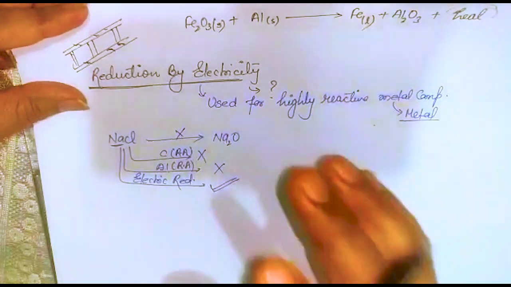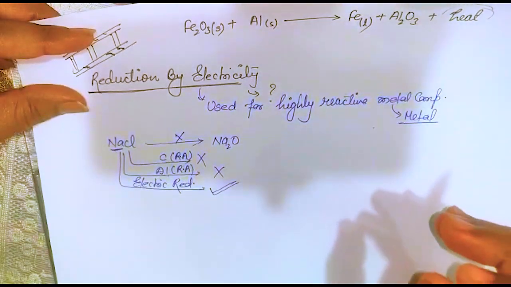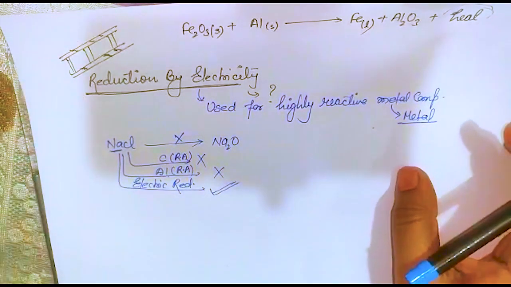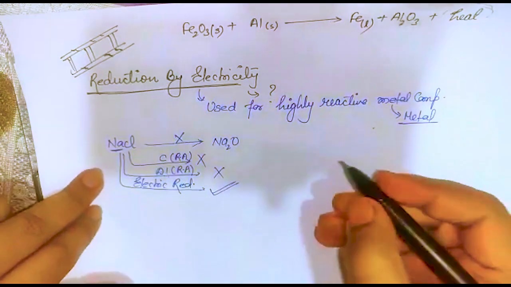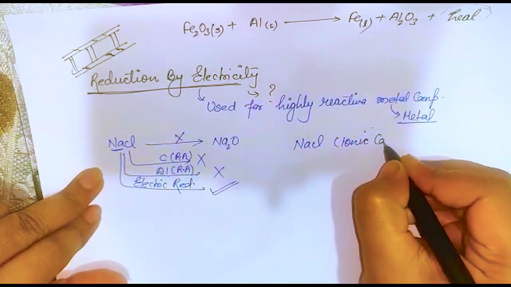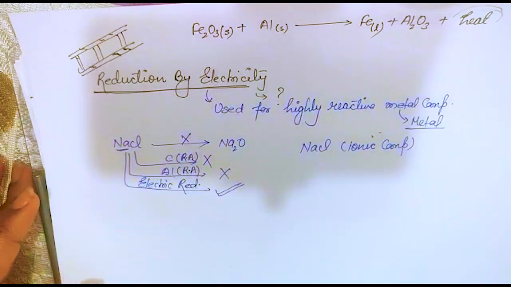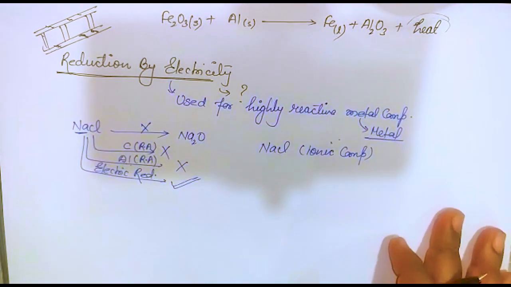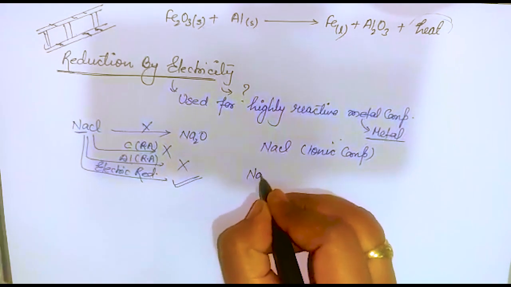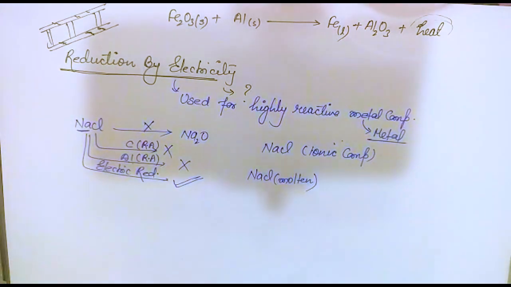In this method, we use molten NaCl. Why not aqueous? I will tell you afterward. First of all, you should know that sodium chloride is an ionic compound, and we know that an ionic compound conducts electricity only in the molten or aqueous state, isn't it? That is the reason we have to take molten NaCl. Why not aqueous? I will tell you later on.